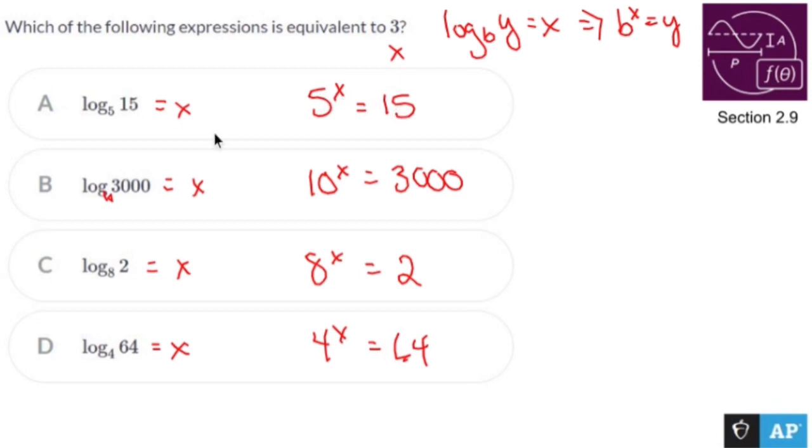5 to the third is 15? Nope, 5 to the third is like 100 something. 10 to the third is 3,000? Nope. 10 to the third is 1,000. 8 to the third is 64? No, it's not. But 4 to the third is 64.